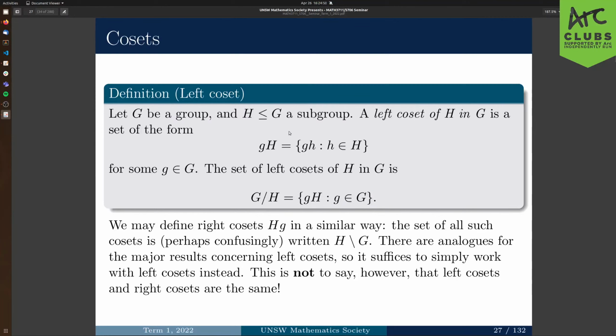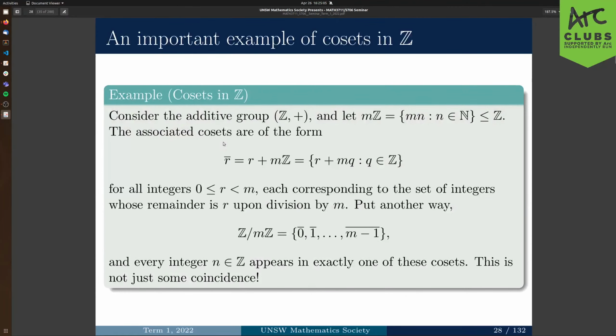Now I've talked about left cosets here. You may have seen in the tutorial problems that there's actually right versions of all of these. So you can talk about right cosets, but they turn out to be basically equivalent. So we will basically just work with left cosets as pretty much everyone does.